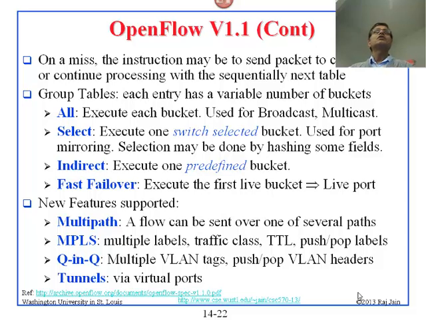Okay, so they thought about some new problems that they had not seen before, and now they have group tables which can handle the multicast better, the port mirroring better, and the failover better. Alright, so with these features, they can support multipath, MPLS, Q-in-Q, and tunnels. So multipath is clear: if you have 2 paths, you could hash something and then select one of the paths. No, the select, switch selected.